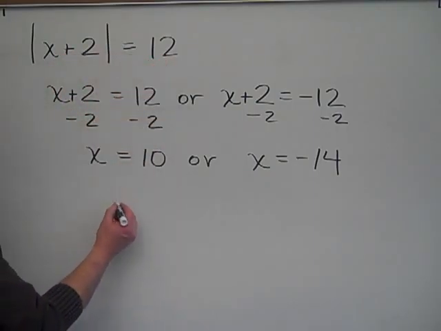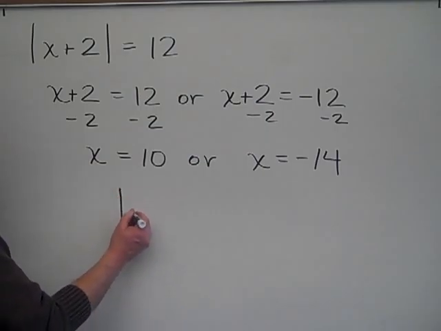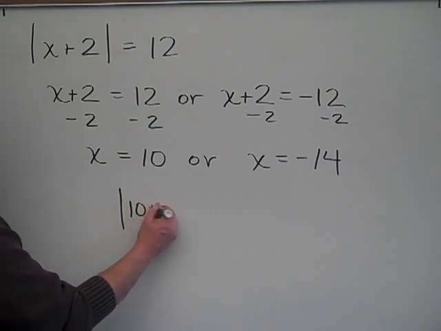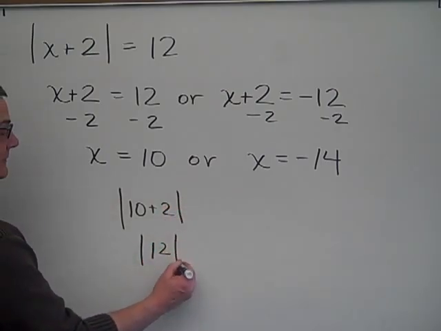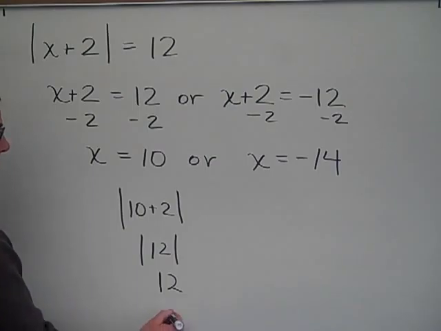Let's check it. If I put 10 in for x, the absolute value of 10 plus 2 equals the absolute value of 12, which equals 12. So sure enough, if I put 10 in place of x, I get 12.